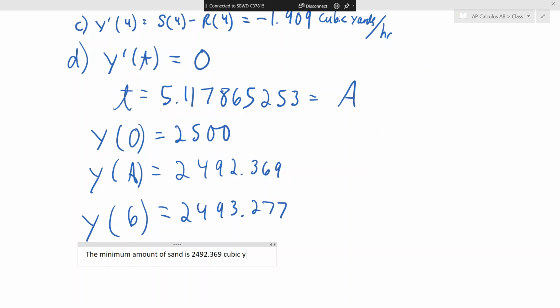369 cubic yards at time A hours. Oh, wait. Let's write what we did, right? That makes sense. I checked the endpoints and the zeros of y prime of t. The end.